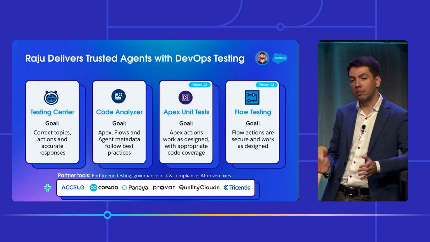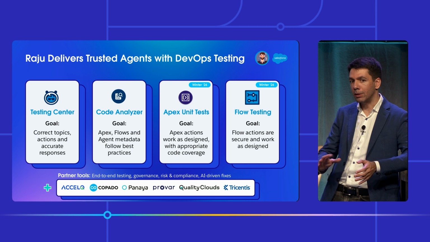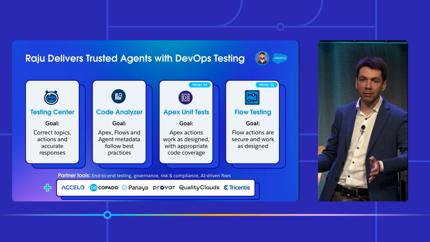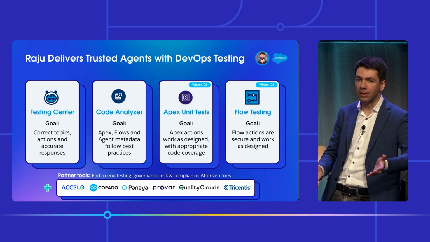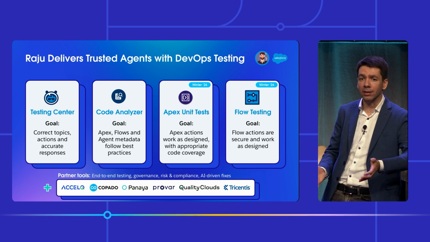testing center and testing agents through LLM is part of the equation. You still need to maintain a broader portfolio of tests to ensure that your solution overall is trusted, and regression and end-to-end testing is still an important part of it, I think.